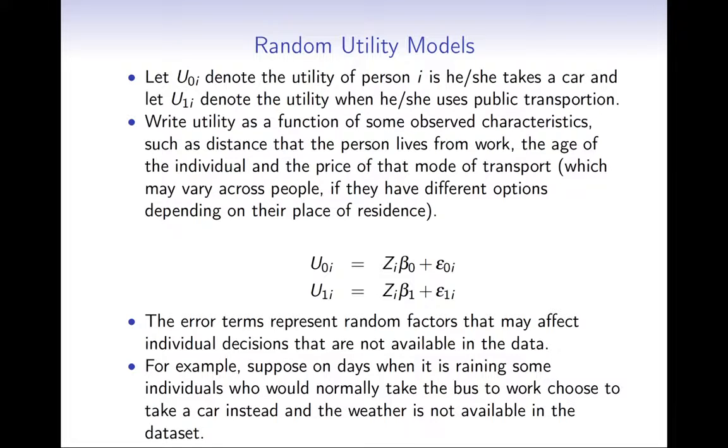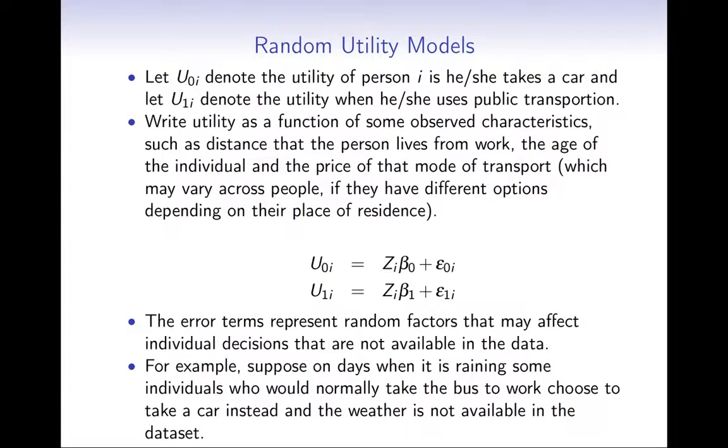All right, so let me lay out a little bit of notation. So we're going to have U0i denote the utility of person i if they take a car, and U1i is the utility if they use public transportation. Okay. And we're going to write the utility function as a function of some observables, such as distance to work, age of the individual, price of that mode of transport. Okay, the z's are going to be observed things, and then the epsilons are going to be random unobserved factors.